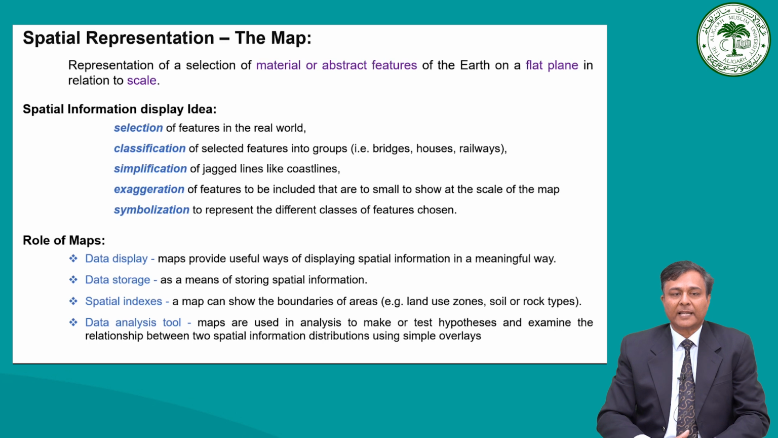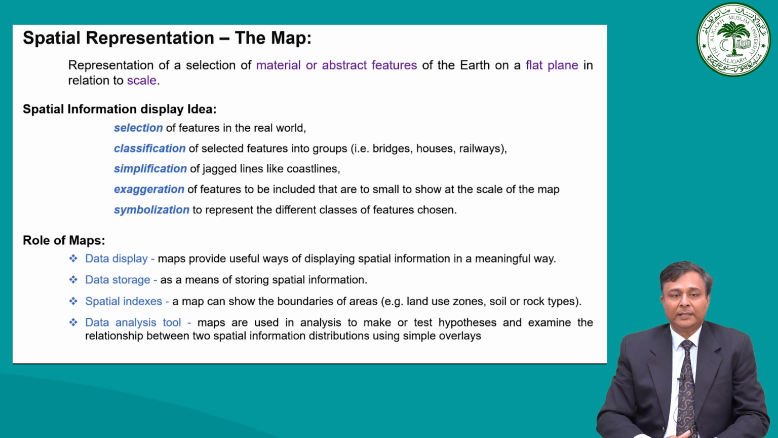The role of maps, in that sense, would be first data display. So the maps will provide useful ways of displaying spatial information in an effective manner, in a meaningful way. The spatial information can be stored also in a map. So here a map may act as data storage. It means storing the spatial information.